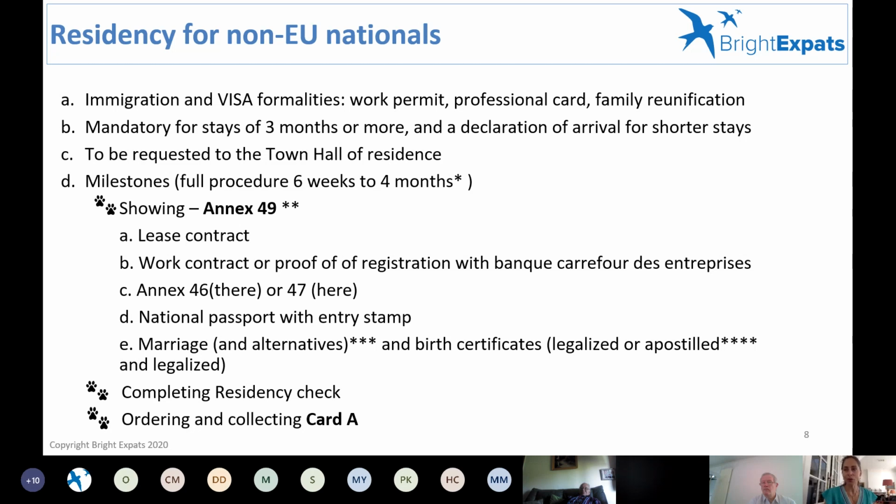A little additional information. Once you have ordered your ID card, which as we saw is E or F for EU nationals and A for non-EU nationals, you will receive by regular mail in your mailbox a letter from the town hall with some PIN and PUC codes. We also call them the activation codes. With that letter, you can go to the town hall and collect your residency card.